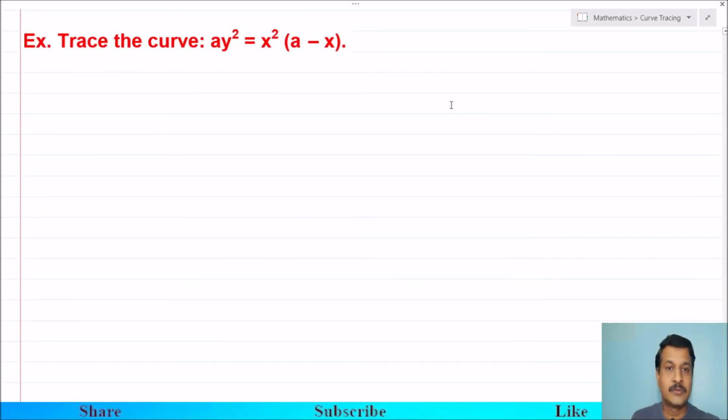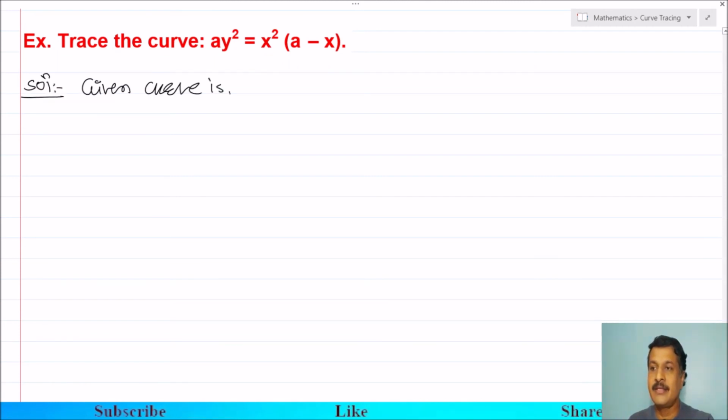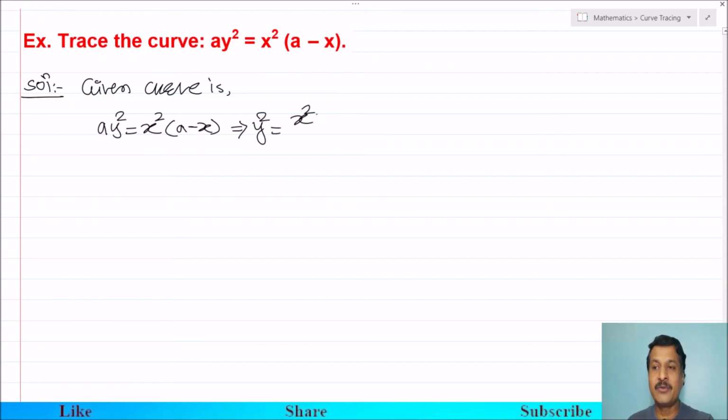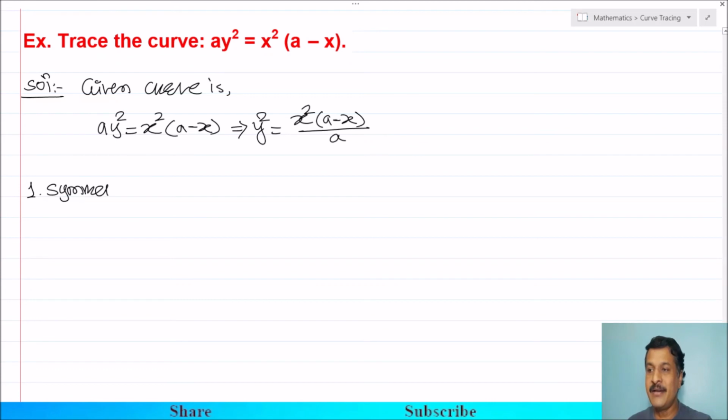Right? So next example. Trace the curve a y square equal to x square into (a minus x). Solution. The given equation of the curve is a y square equal to x square into (a minus x), which I can write as y square equal to x square into (a minus x) upon a. So the first point is symmetry. All powers of x are not even. Now the second, all powers of y: here all powers of y are even. Therefore, symmetry about the x-axis.